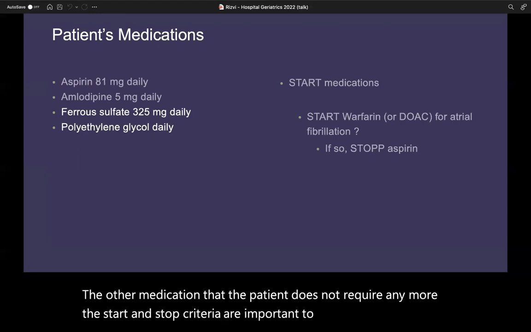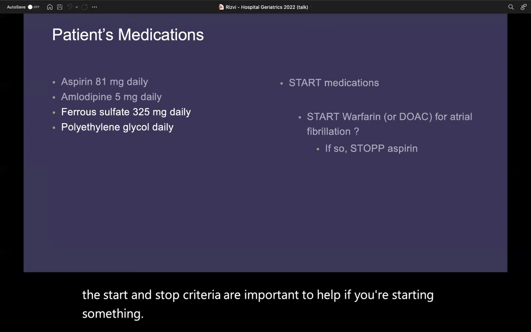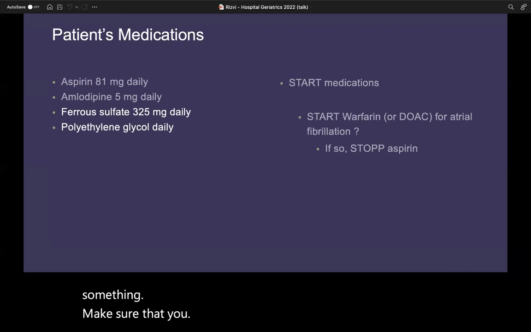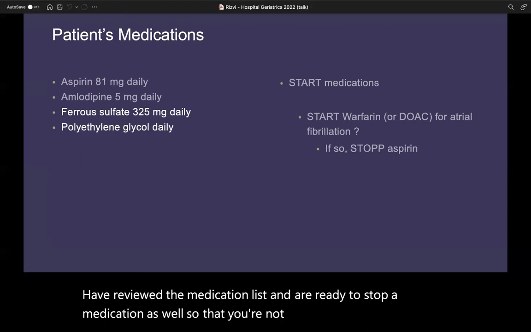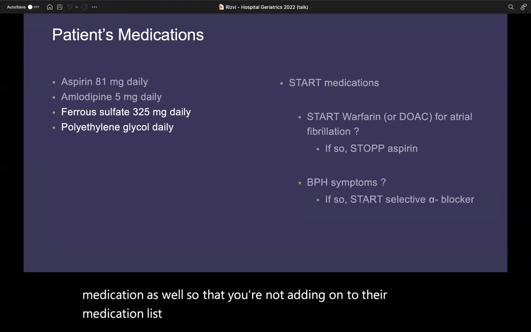If you're starting something, make sure that you have reviewed the medication list and are ready to stop a medication as well, so that you're not adding on to their medication list and risk of complications and falls.